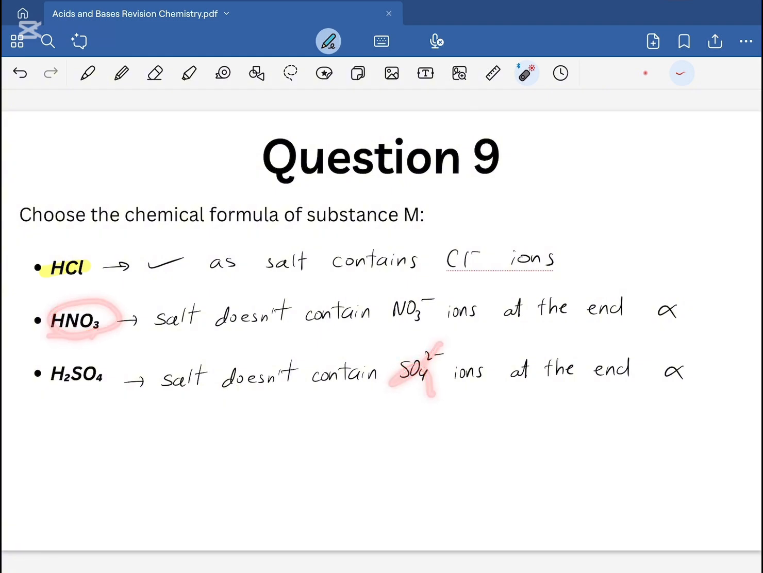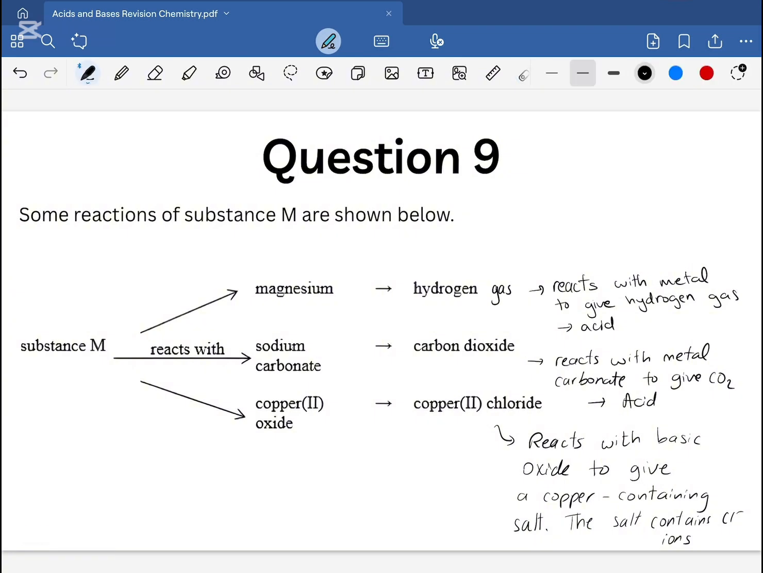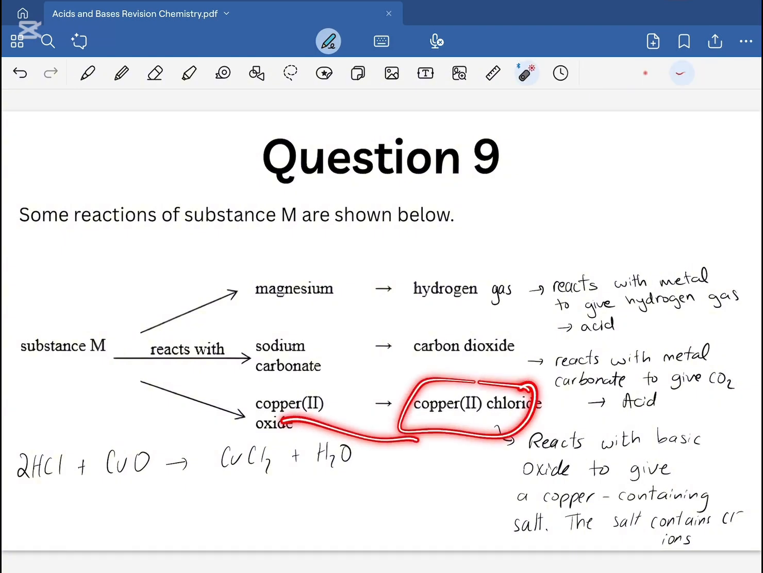It's not HNO3 as the salt doesn't contain NO3- ions. It is HCl, as HCl is made up of Cl- and H+, and the salt contained Cl- ions, which indicates that the reaction taking place over here is HCl plus the copper oxide to give the CuCl2 plus the H2O, and we need to put 2 before the HCl. So the salt that was formed is CuCl2. It contained the Cl- ion, which indicates that the acid used was HCl.